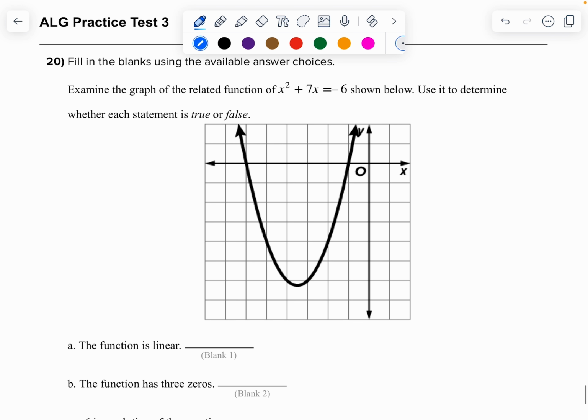The function is linear. False. The function has 3 zeros. It actually only has 2 zeros. False.